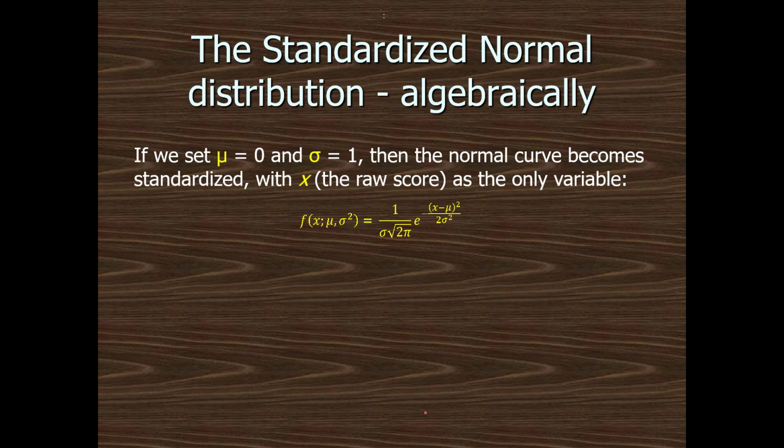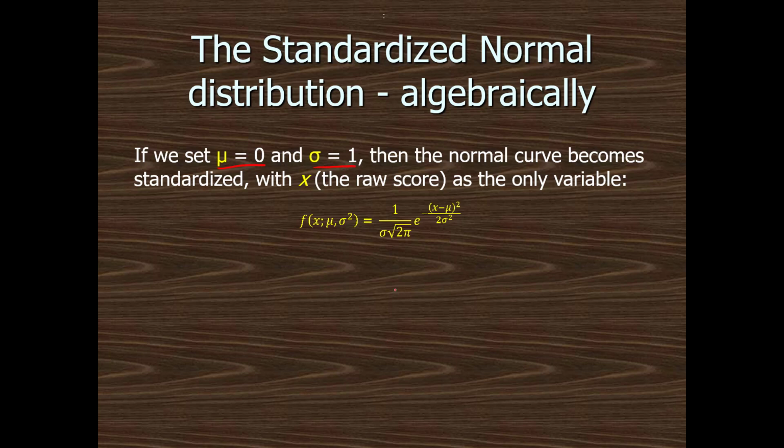Standardized normal distribution algebraically. So we're shifting from a distribution that's rooted in the actual population to a standardized normal distribution. So what we're going to do is set mu equals 0, sigma equals 1. So you saw that in the beginning. We had slides like that.